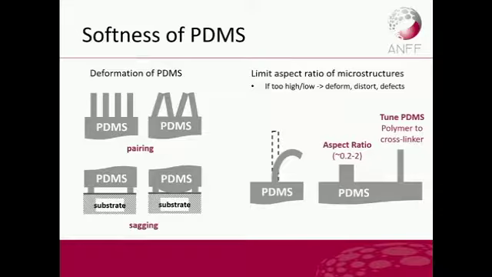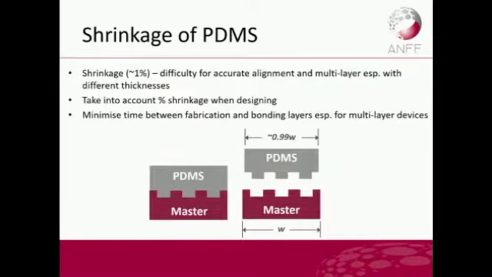Some of the drawbacks of PDMS is that it's soft. With soft, you can get deformations of PDMS, and it also limits the aspect ratio at which you can make your structures. Now, there are ways you can get around that. You can either reduce your aspect ratio, or you can tune the PDMS. The PDMS polymer to cross-linker ratio can be tuned to make it a bit stiffer. So that might be a solution to that problem.